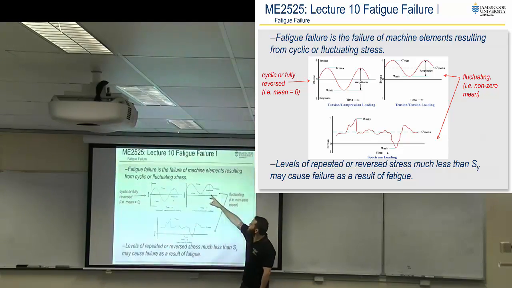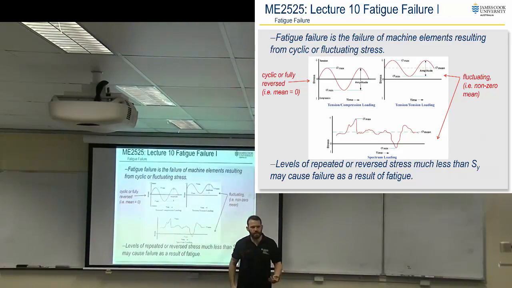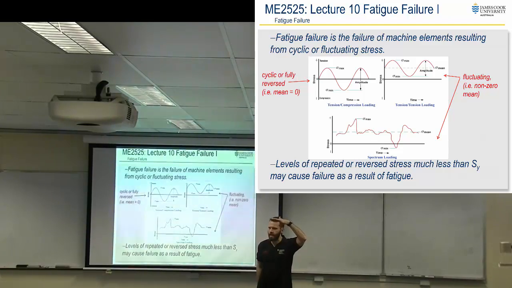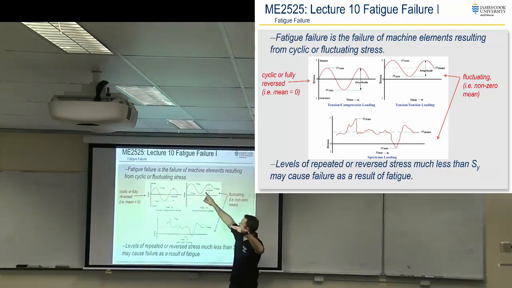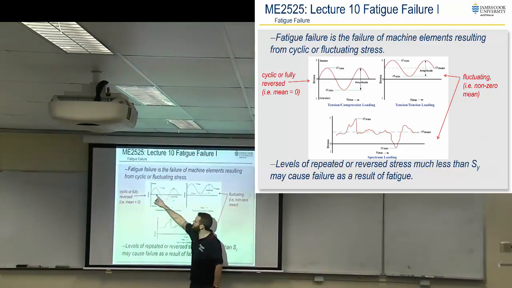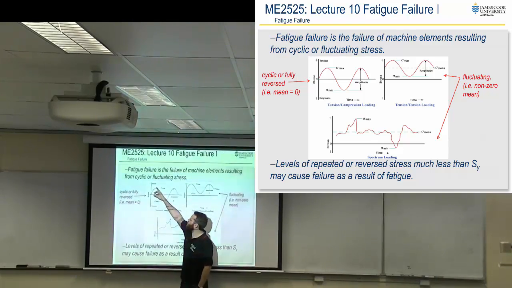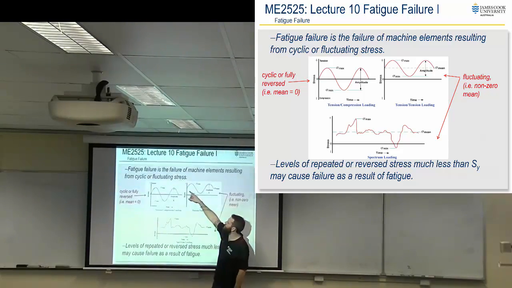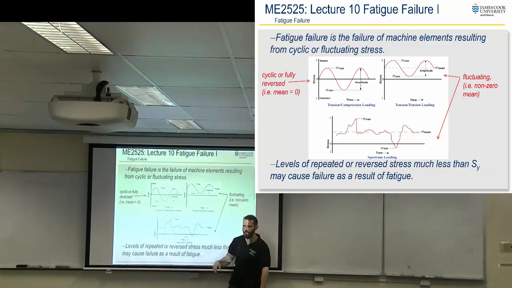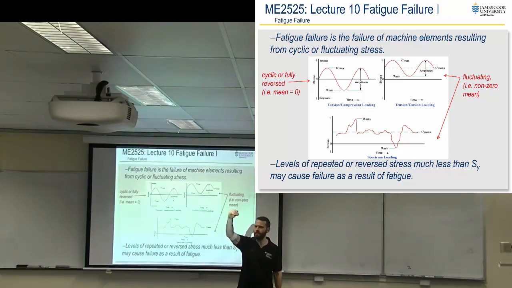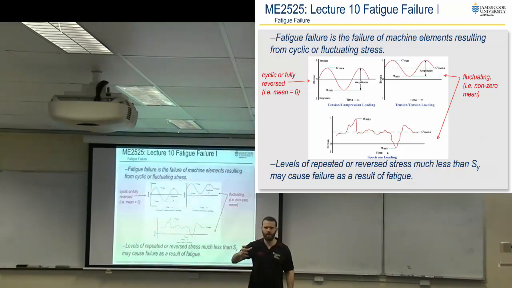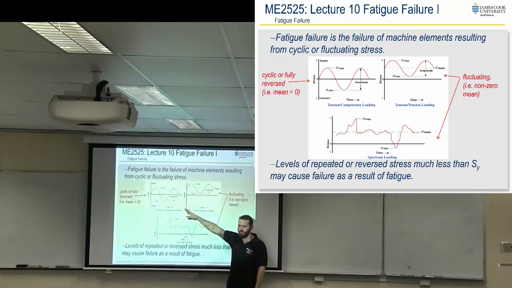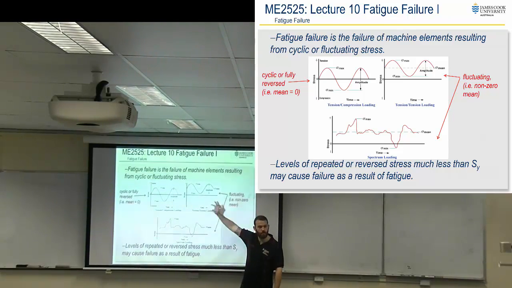This one's called fluctuating. Alright, the difference is that the mean of that sinusoidal curve is not zero. You see the centre of that curve is zero, so all positive, all negative. Here, we've got a non-zero mean. You might still have the same amplitude, but when the mean's non-zero, that actually has a different effect on the stress. So by having it fluctuating as opposed to fully reversed, that can be much, much worse as well. And we'll talk about both of these circumstances.